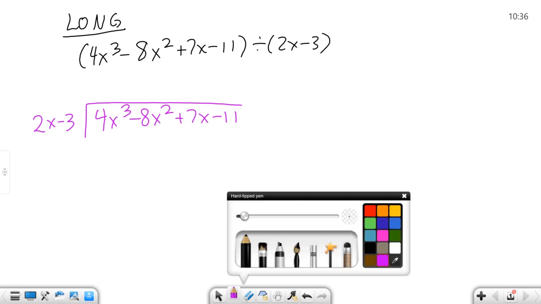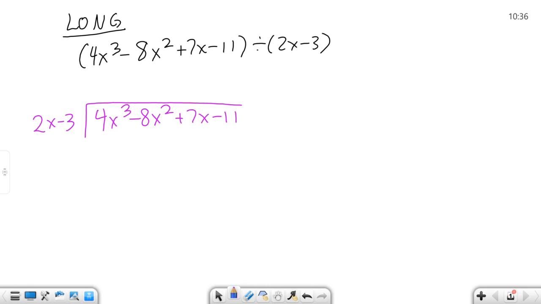All right, so what I have to do is figure out, what do I look at? Well, I look at the first term here and the first term here, and I have to say, what do I multiply by 2x to get 4x cubed? Or I can think about it as 4x cubed divided by 2x, and when I simplify that, that tells me what to do. I need to multiply 2 times 2 to get a 4, and then I have 1x here, and I need 3 total, so I need 2 more x's. So I need a 2x squared.